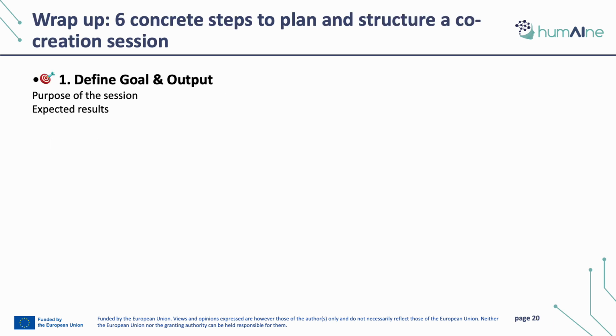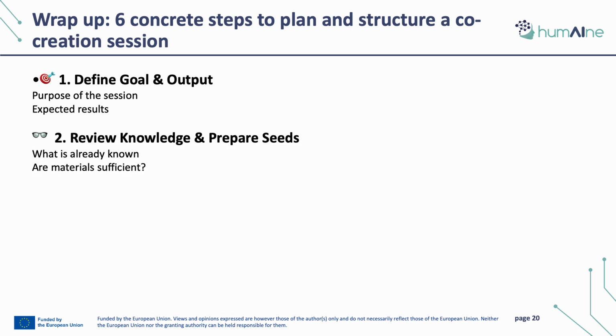Step 1 is goal and output. Think of this as setting the destination. What's the purpose of this session, also in relation to the goals of project phases, and what do we want to have in hand when it's over? Step 2 is knowledge and seeds. Here we ask, what do we already know, and what input do we need? Seeds can come from project docs, meeting notes, or even interviews. If they're missing, we create them.